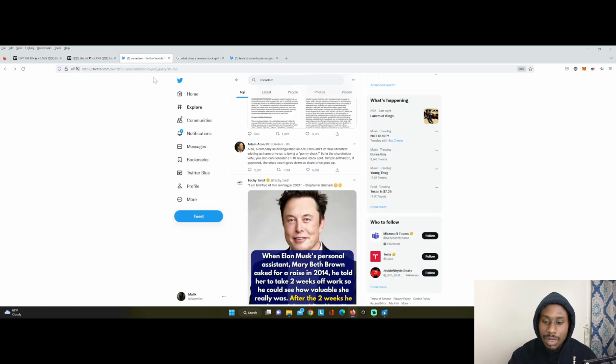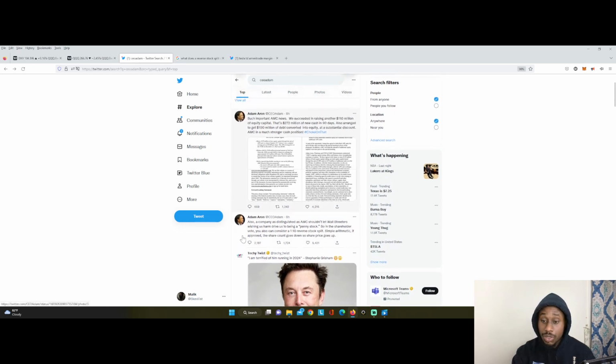So this is literally the CEO of AMC, and let me show you a tweet from him. Just look at this. "Such important AMC news. We succeeded in raising another 110 of equity capital. That's 272 million of new cash in 90 days. Also arranged to get 100 million of debt converted into equity at a substantial discount. AMC in a stronger cash position." Choke on that. This guy is not your friend.